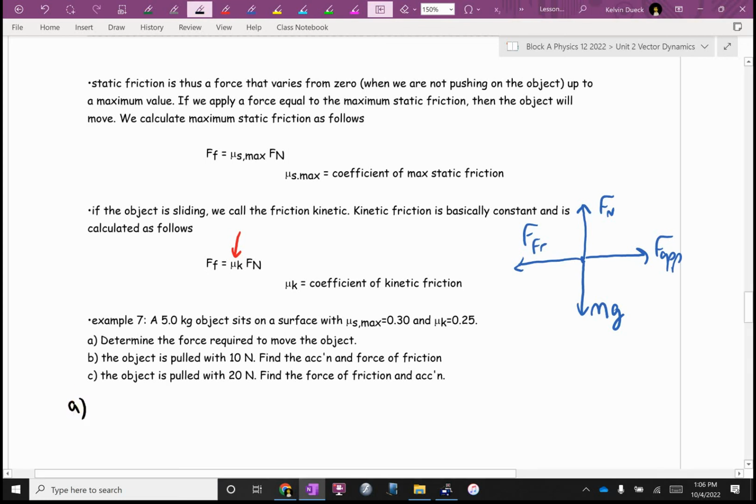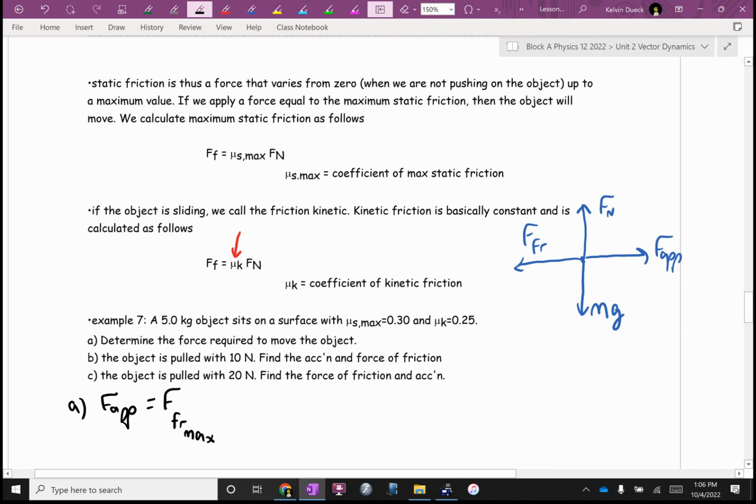So, which force is it asking me to find? F applied. I don't know F applied. Oh, but look at my free body diagram. Which force will F applied be the same size as if it hasn't started accelerating yet? Friction. And so, I'm going to figure out F applied by figuring out the maximum friction.